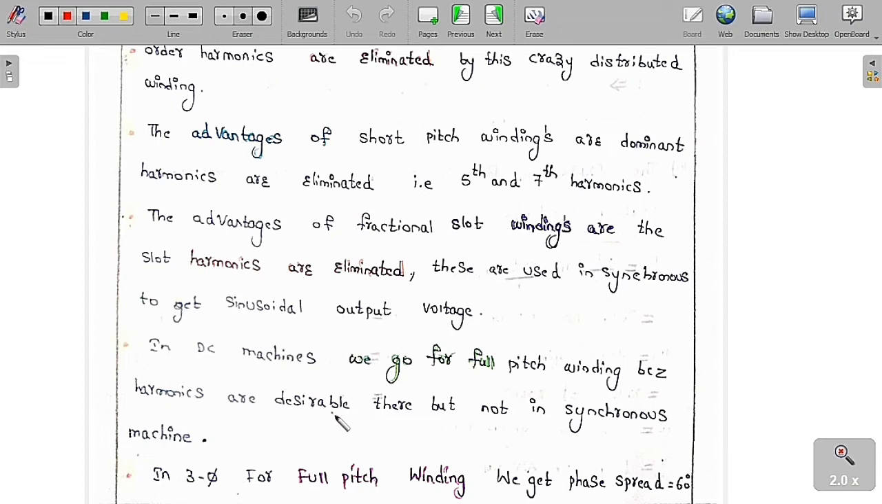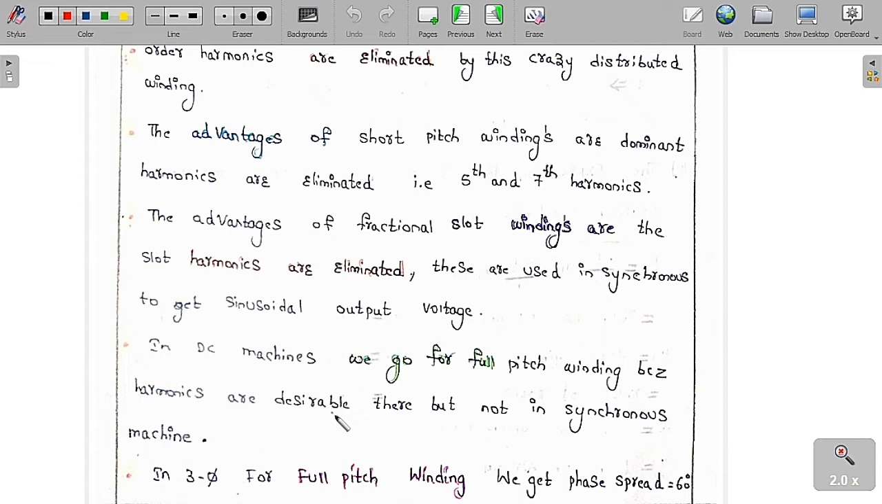Whereas in the case of a synchronous generator, we have to keep only the fundamental and remove all the harmonics. If you remove all the harmonics, you are left with only the fundamental, and then the output voltage is purely sinusoidal. So this is the basic reason for using the short pitch winding.